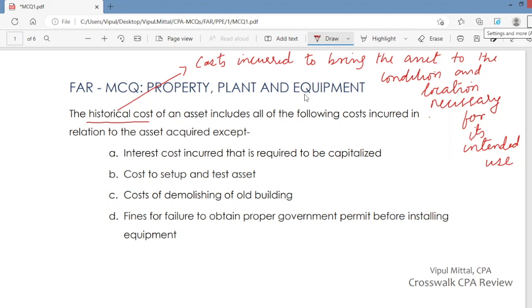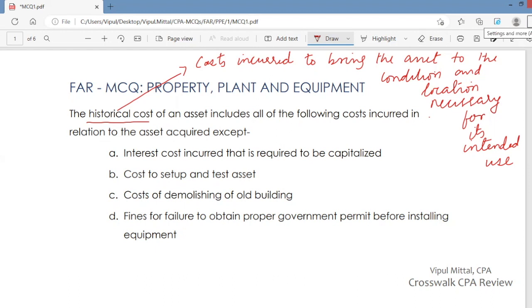Cost of demolishing of old building. Cost of demolishing of old building is also capitalized. Cost of clearing of trees and bushes, or grading, razing, demolishing of old building. All these are the costs that you incur at the time of acquisition of land. These costs are also capitalized. These costs are also included in the historical cost. And you want to know which cost is not included in the historical cost. Let's look at answer option D.